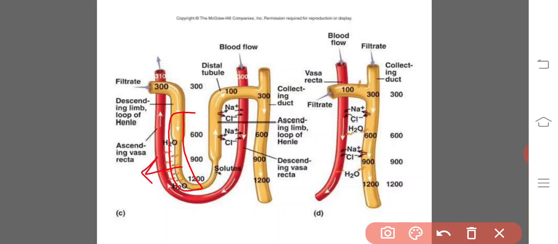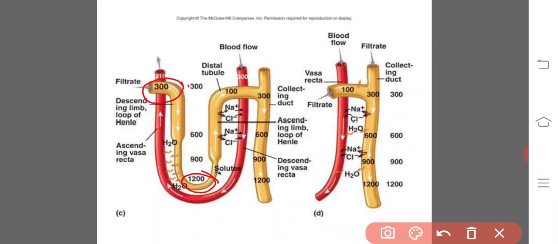Okay, as the ultrafiltrate enters from the Bowman's capsule into the proximal convoluted tubule, it is only 300. But whenever it comes to the hairpin loop, it becomes 1200.